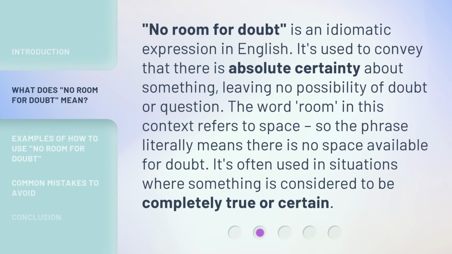No room for doubt is an idiomatic expression in English. It's used to convey that there is absolute certainty about something, leaving no possibility of doubt or question. The word, room, in this context refers to space, so the phrase literally means there is no space available for doubt. It's often used in situations where something is considered to be completely true or certain.